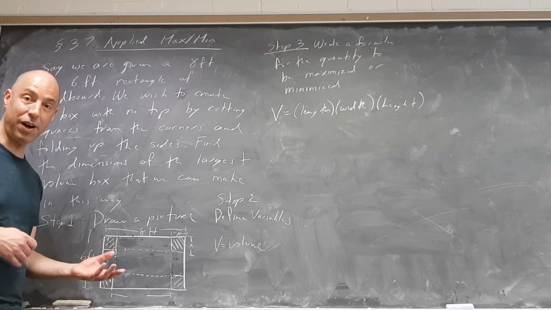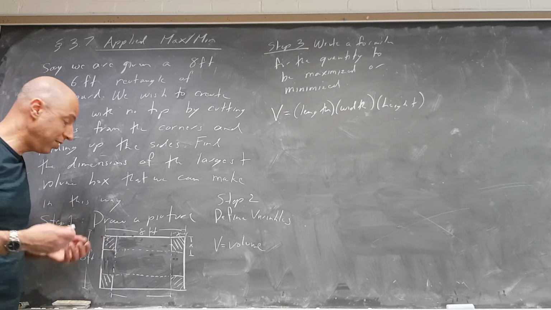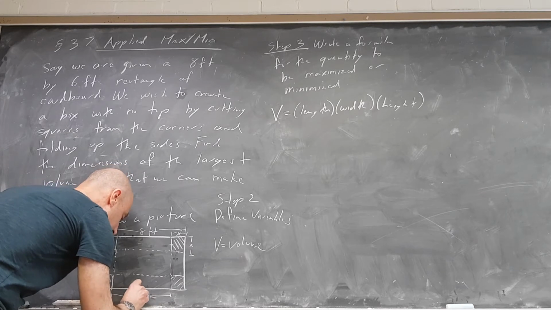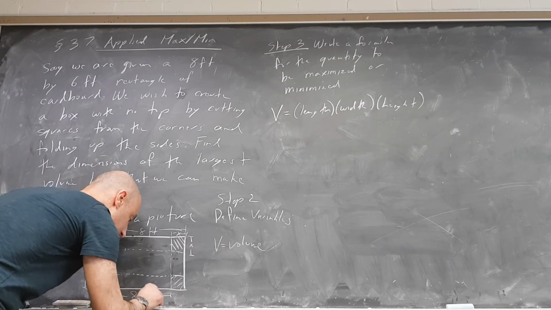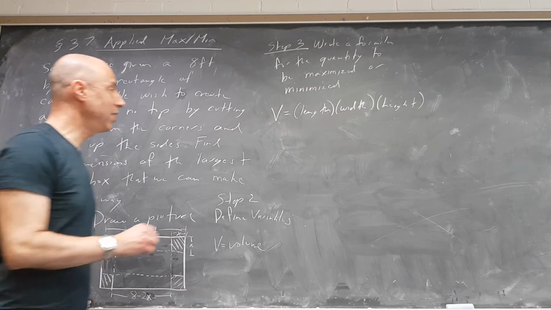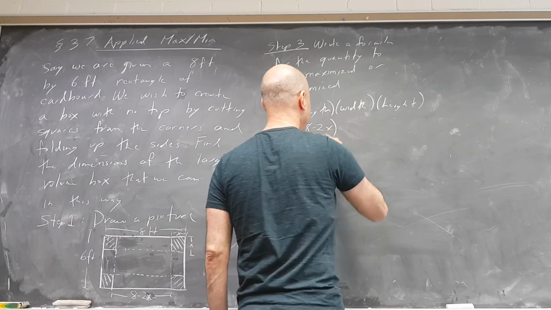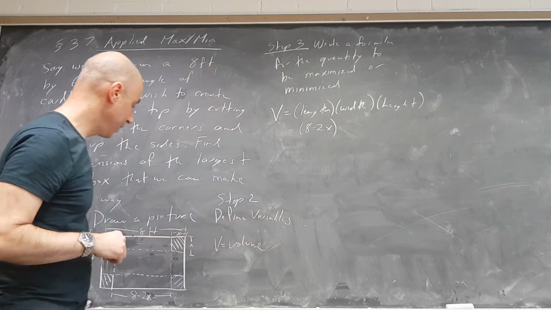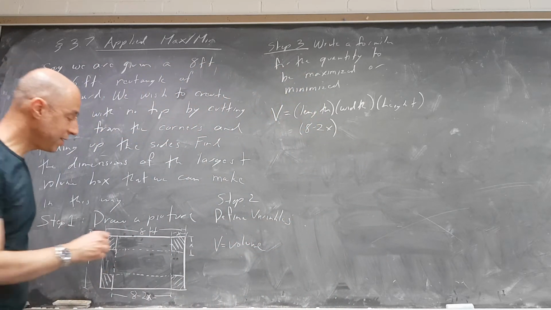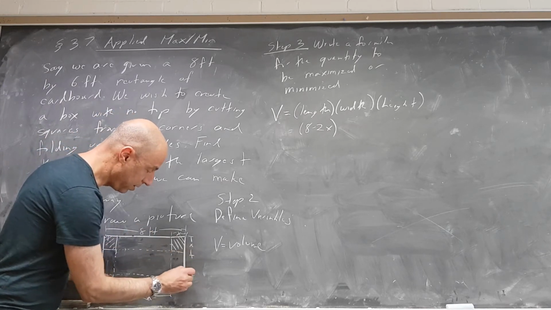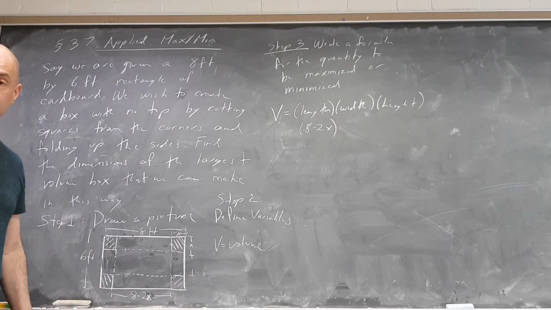How long is that box? A formula in terms of x? Well, it was 8 feet to begin with. So 8 minus 2x. And that's the length of the box. 8 minus 2x. Now we need the width of the box. How long is it from here to here? How wide is that box?